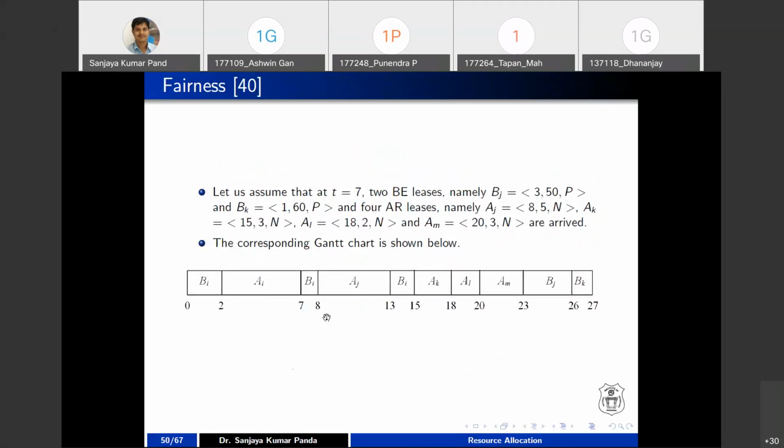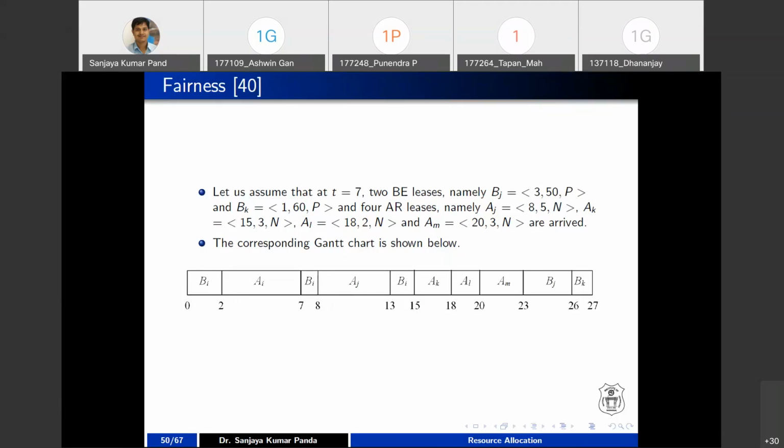Similarly, suppose at the time where this best effort lease has completed 2 plus 1, 3 units of work out of 5 units of work, another advanced reservation is coming. What do you have to do? You have to give priority to the advanced reservation. It will continue up to, let's say, 13. Then again you have to resume the best effort lease. So you can see here there is a preemption, here there is a preemption, and finally it will complete at the 50th unit of time.